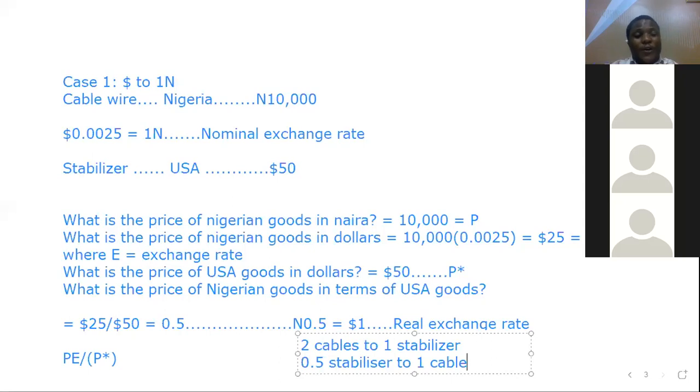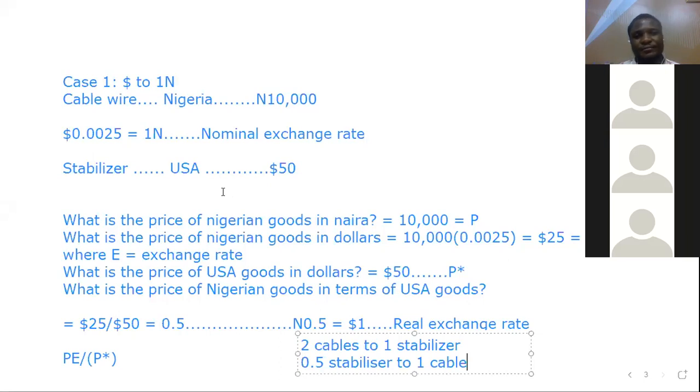That means if you want one cable, I will give you half a stabilizer. Just that we can't supply half a stabilizer. You can't cut it, but that's the meaning. So this real exchange rate is looking at a barter system. That means for someone to be willing to exchange, he must have calculated the real exchange rate.